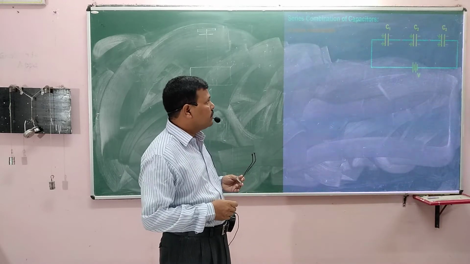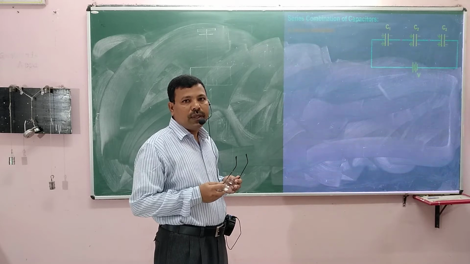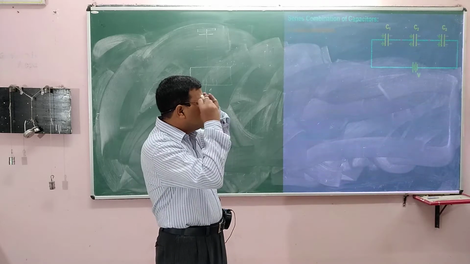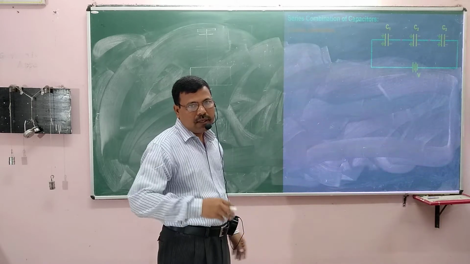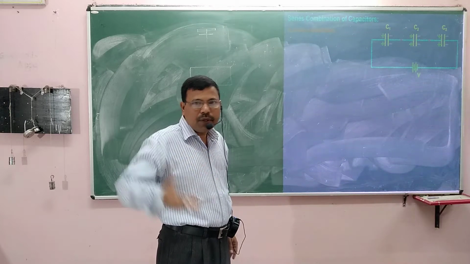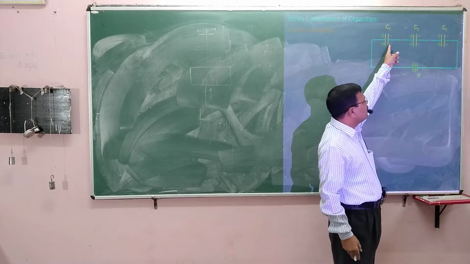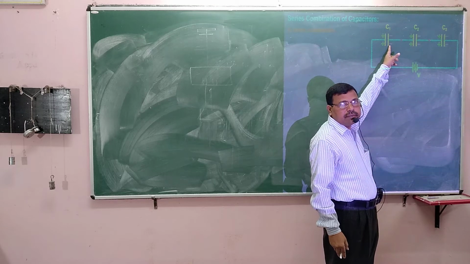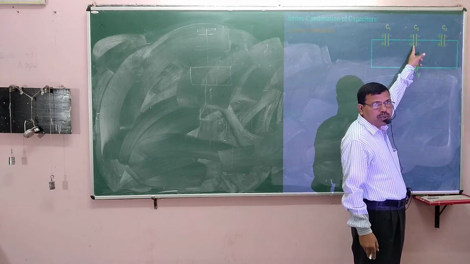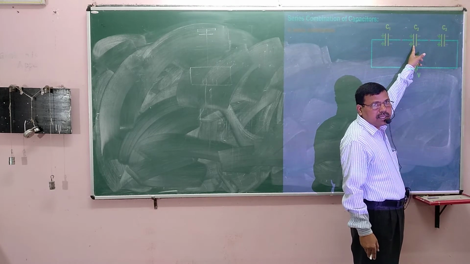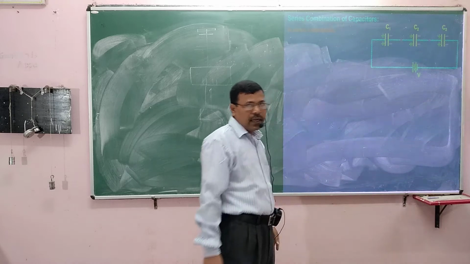Look at this slide here. 3 capacitors of capacitances C1, C2 and C3, and these 3 capacitors are connected in series. Series combination means end-to-end connection. The negatively charged plate of the first capacitor is connected to the positively charged plate of the second capacitor. So in this way, the capacitors are connected.